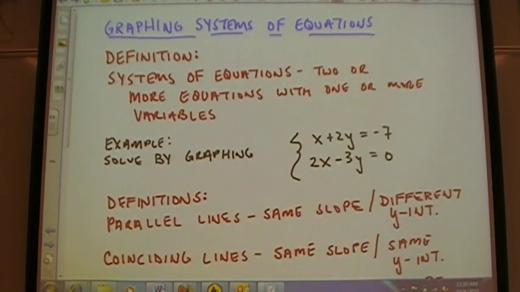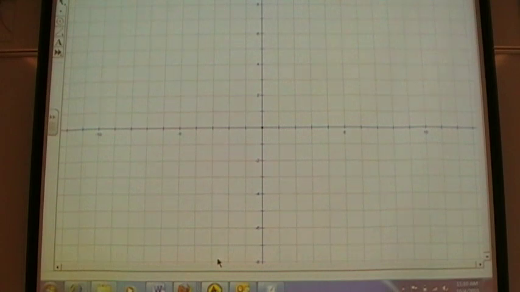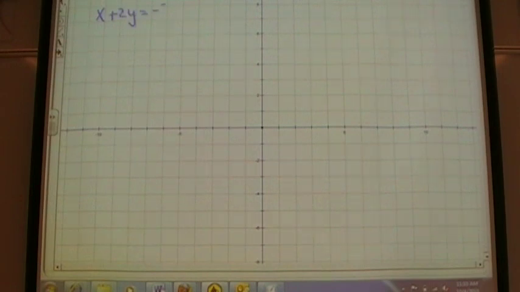So we're going to go here. Does everybody have those two equations written down? I need somebody to read it back to me, because I'm going to go here. Ready? Read it back to me. x plus 2y equals -7. And then 2x minus 3y equals 0.